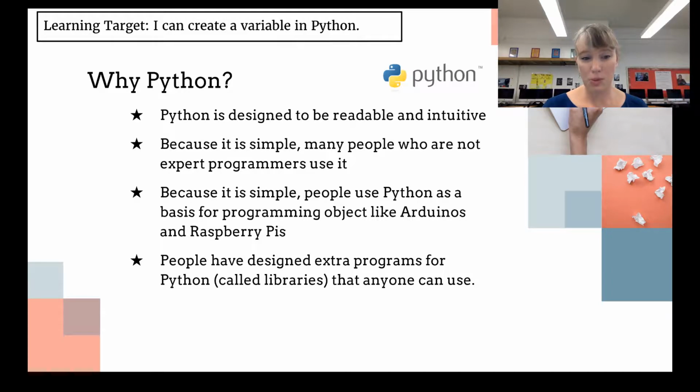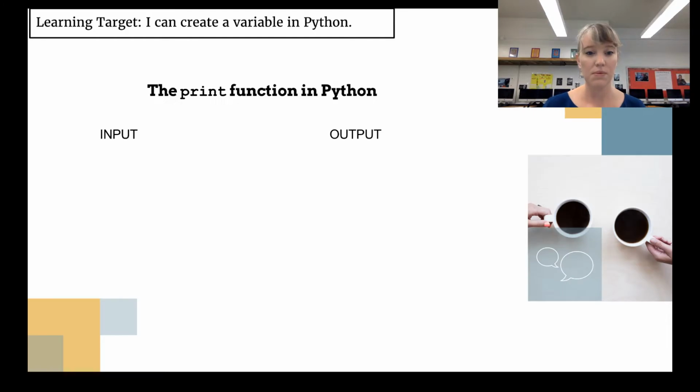People have designed extra programs for Python called libraries that other people can use. These are little programs that people can add on to Python in order to increase its functionality. So you can add on libraries that maybe help you graph three-dimensionally, or that help you draw. There's a module that has a little turtle in it that helps you understand how to give the turtle drawing instructions in order to draw certain things with it.